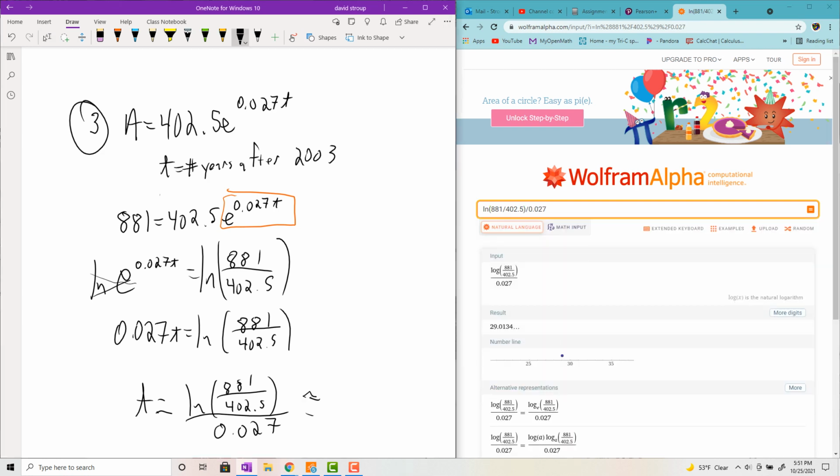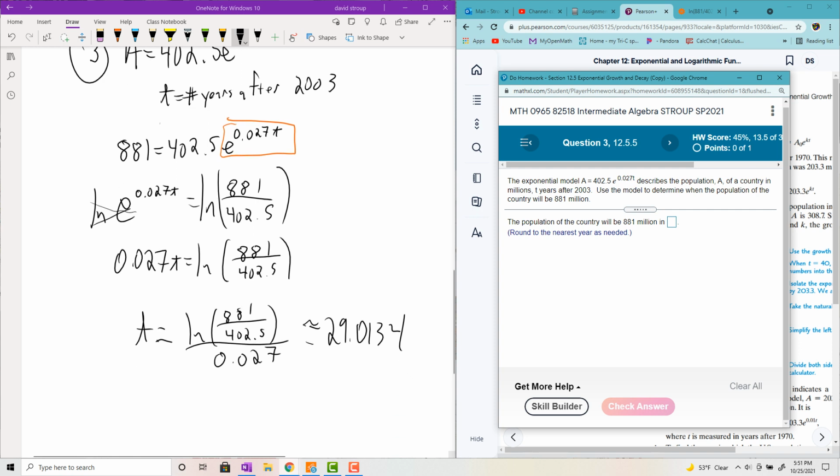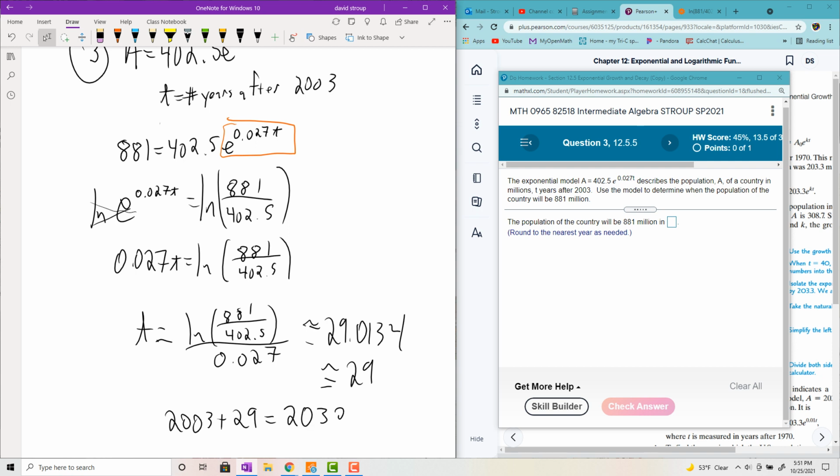So getting approximately 29.0134-ish. They're probably going to want you to round to the nearest year. And we're talking years after 2003, so you need to round to the nearest year. So this will be about 29 years. So it'll be 2003 plus 29, which is 2032.